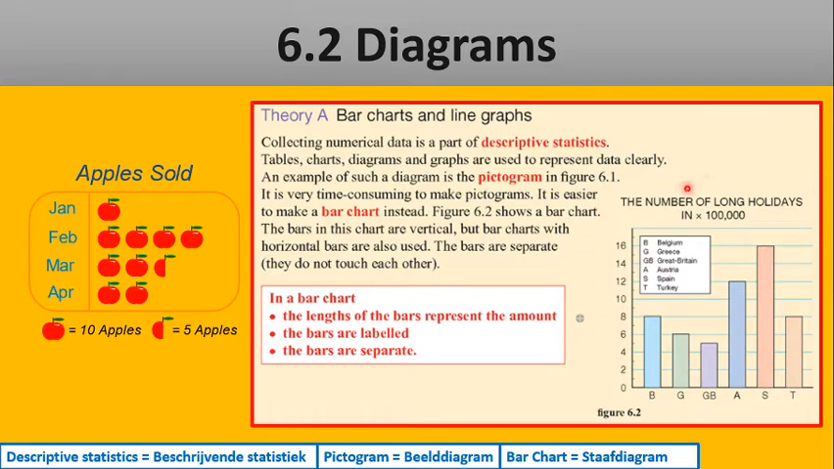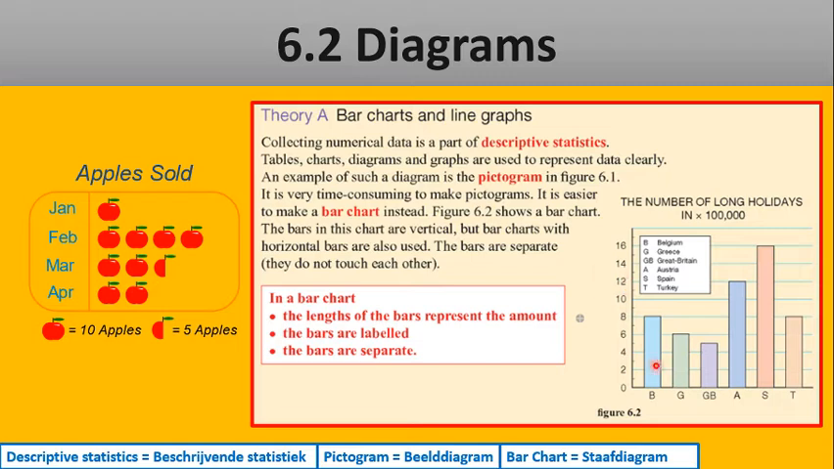An example of that you can see to the right here. And there are quite some rules that you have to use and that you should know if we're talking about bar charts. First of all, if you're going to draw this, or take a look at it, you will see that they always contain, and that's point 2 here, they always are labeled. It means that it should be clear what the bars depict. In this case, the B is for Belgium, the G is for Greece, Great Britain, Austria, etc. And here on the vertical axis you see the number of long holidays in times 100,000.